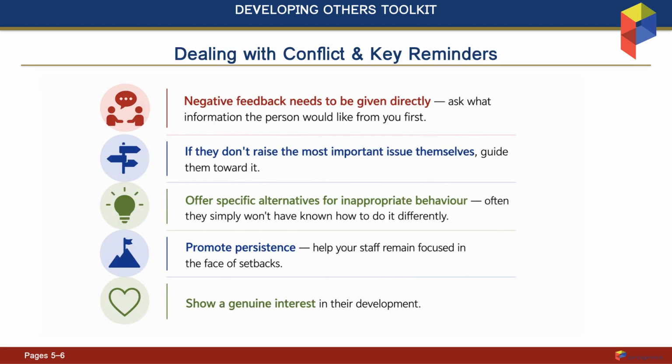Still on pages 5 and 6. When dealing with conflict, negative feedback needs to be given directly. First, ask what information the person would like from you. If they don't raise the most important issue themselves, guide them toward it. Offer specific alternatives for inappropriate behavior. Often they simply won't have known how to do it differently. Promote persistence. Help your staff remain focused in the face of setbacks, and show a genuine interest in their development.